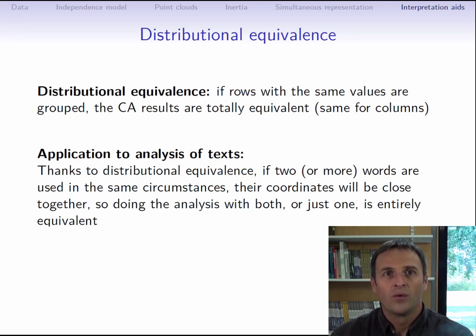If we do this for two rows, for example, we then replace them with one row in which we have summed the two rows together. The next question would be, which table should we analyze? Should we do correspondence analysis on the first table or on the modified one? Well, the distributional equivalence property of these tables is that both analyses lead to the same result.